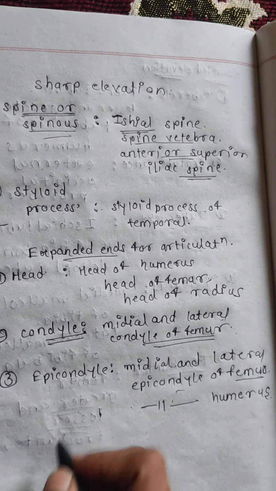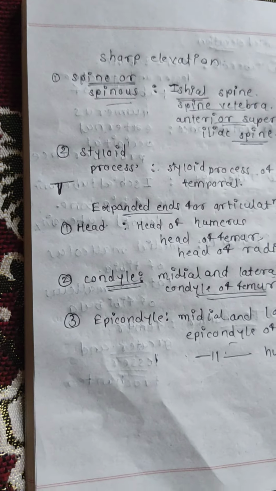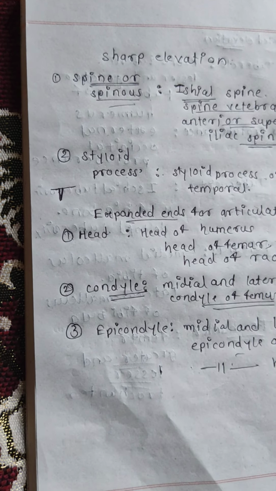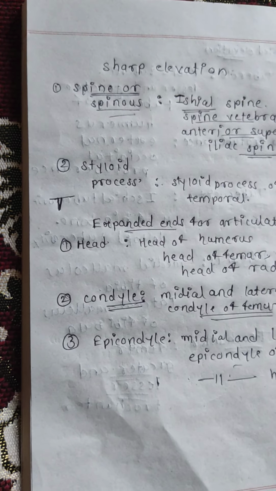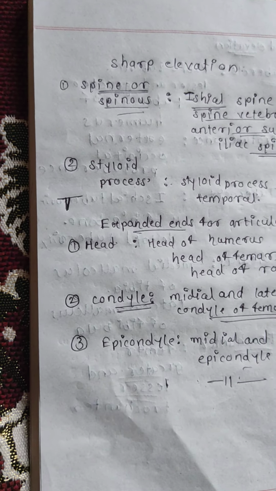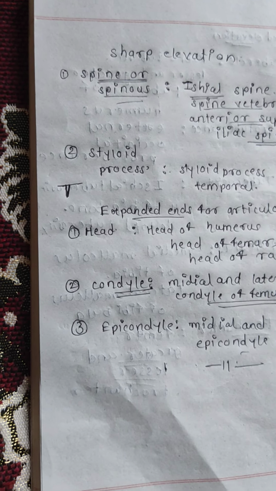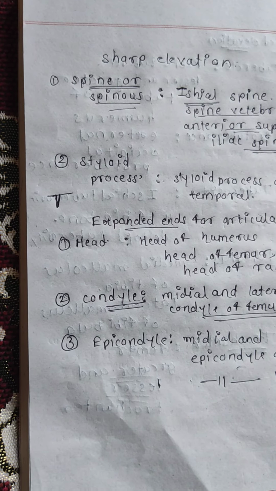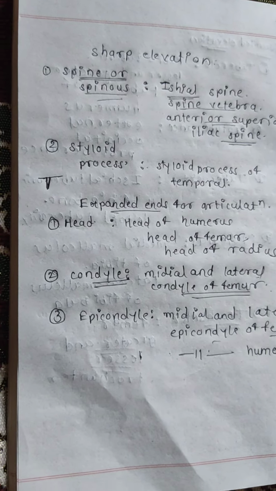So in this way we saw the two types of elevation present, the sharp elevation and the expanded end type of elevation. In next video we will see the flat area for articulation named in anatomical term, and the depression, and also the anatomical names of the opening present in the bone.